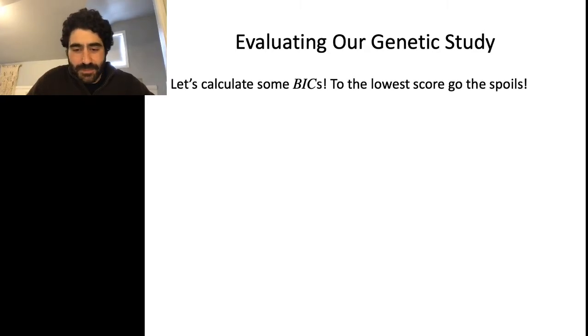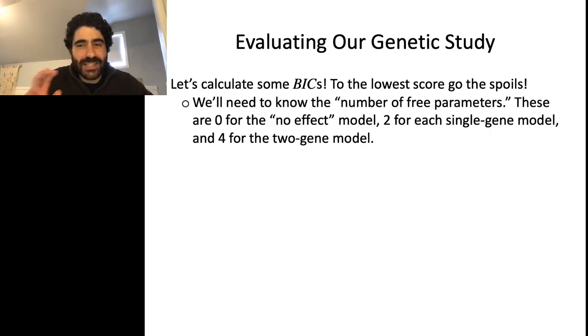Okay, so let's try to actually get back to our example here with the genetic study. So let's try to calculate stuff using this formula. First we need to know what K is here. In this case, for the no effect model, K is 0. There's no parameters in that model. K is 2 for the single gene models and 4 for the 2 gene models. You could basically think about how many degrees of freedom there are in those chi-squared matrices. So there's 2 degrees of freedom for our 2 by 2 chi-squared, and there's 4 degrees of freedom in that big 3-way one.